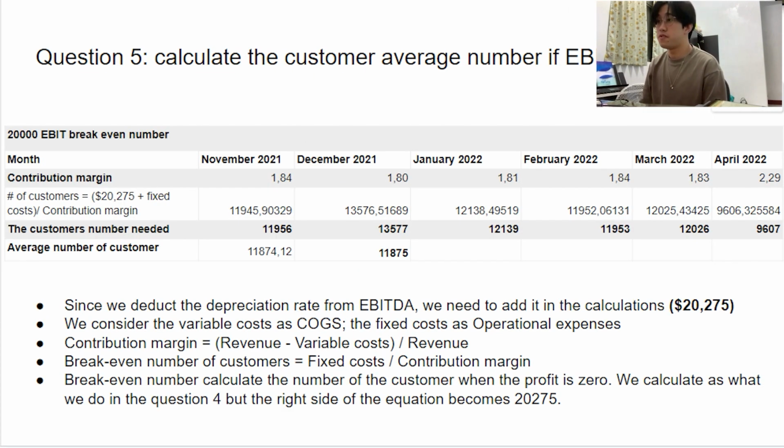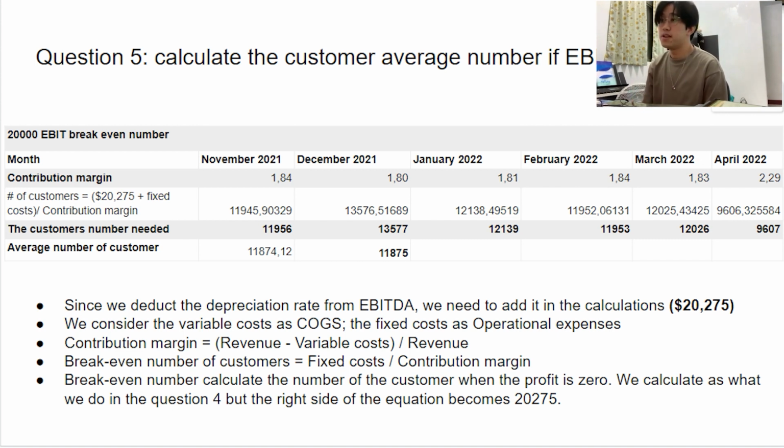And next is question 5. Calculate the customer average number if EBIT is 20,000. So first we have to add our depreciation back to the calculations. Then we calculate it as we did in question 4. On the right side of the equation it becomes 20,275.